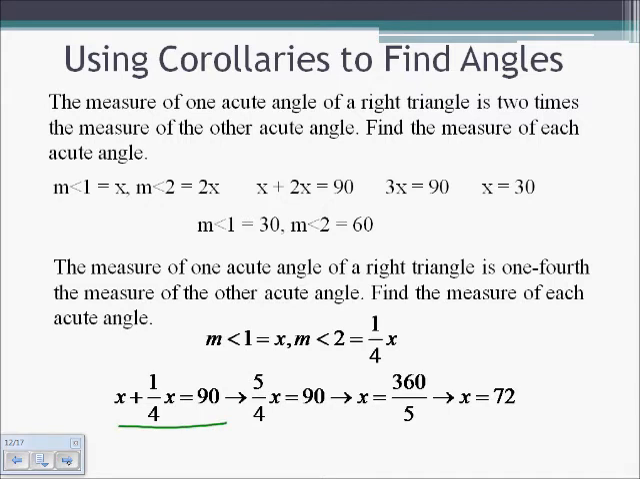We have x plus 1/4 x equals 90. Add those together, we have 5/4 x equals 90. Lastly then, we multiply by the reciprocal on both sides, so 4/5, 4/5, 360 over 5, simplifying down to 72. So if one angle is 72, the second angle then is 1/4 of that, or 18. Final answer.